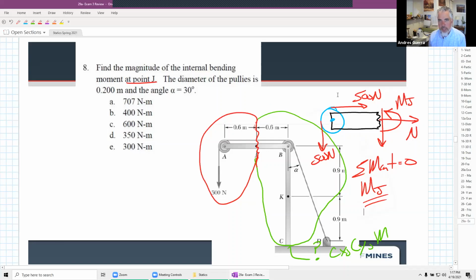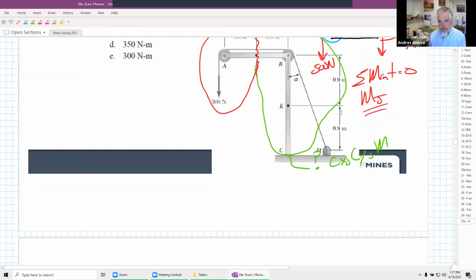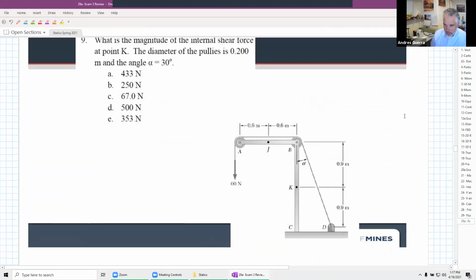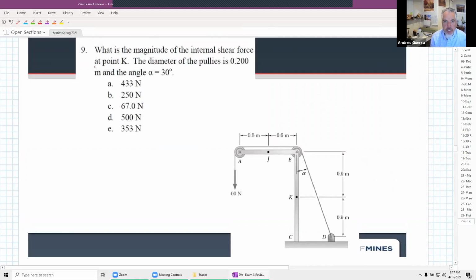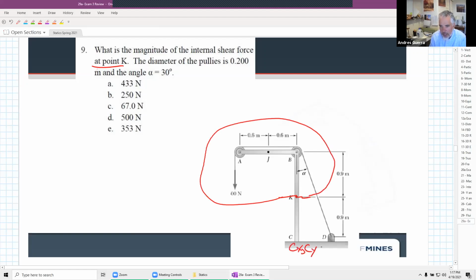Moving right along here. Any questions about that one? Okay, number 9. This one we're asked to find the shear force at point K. So again, let's cut through point K there. And let's go to the left again, because then just like before, we don't have to worry about finding CX, CY, and MC right there.